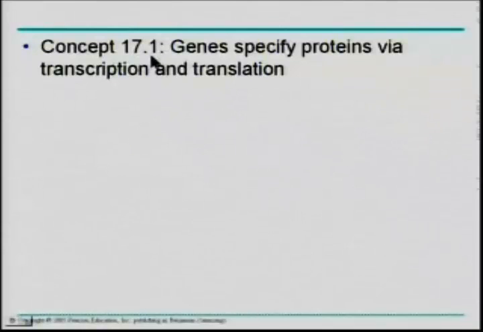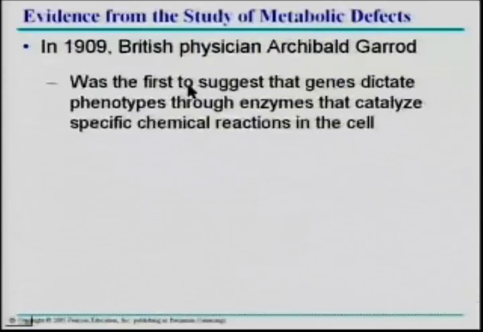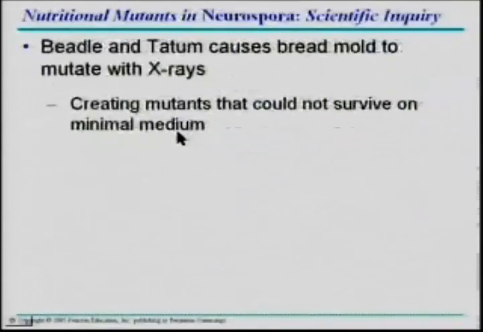Concept 17.1, genes specify proteins via transcription and translation. Evidence from the study of metabolic defects had led to the idea of genes producing proteins. In 1909, British physician Archibald Garrod was the first to suggest that genes dictate phenotypes through enzymes that catalyze specific chemical reactions in the cell.